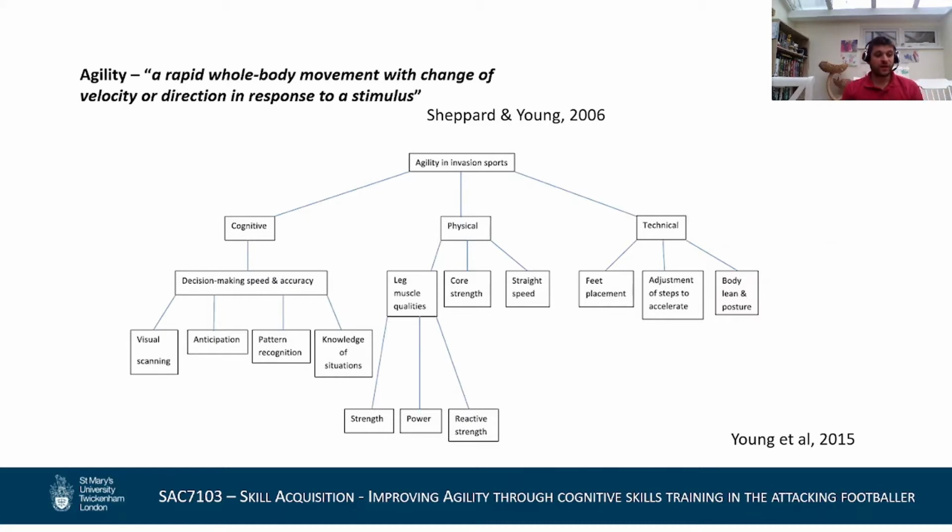Shepard and Young 2006 defined agility as a rapid whole body movement with change of velocity or direction in response to a stimulus. Young et al. 2015 highlighted that the cognitive element is a main component of agility alongside the physical and technical elements, and that this cognitive element allows an athlete to process and react to the stimulus accordingly.